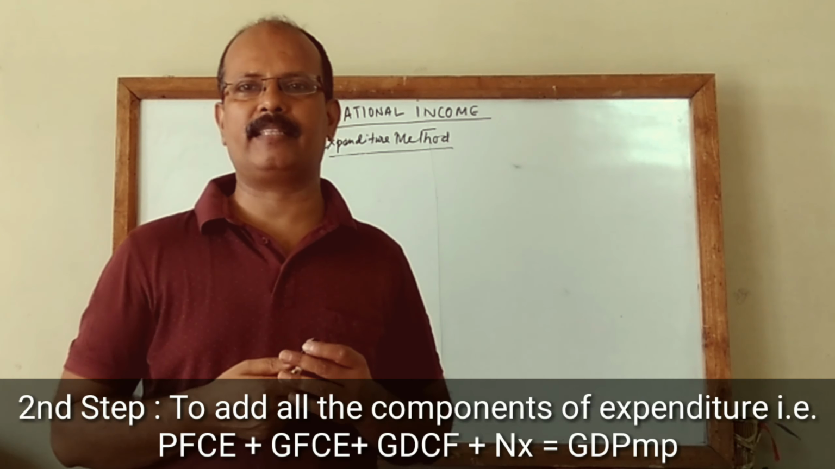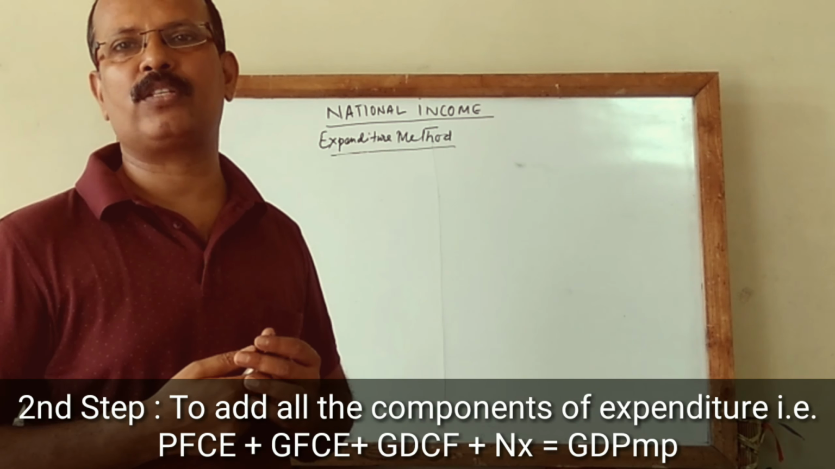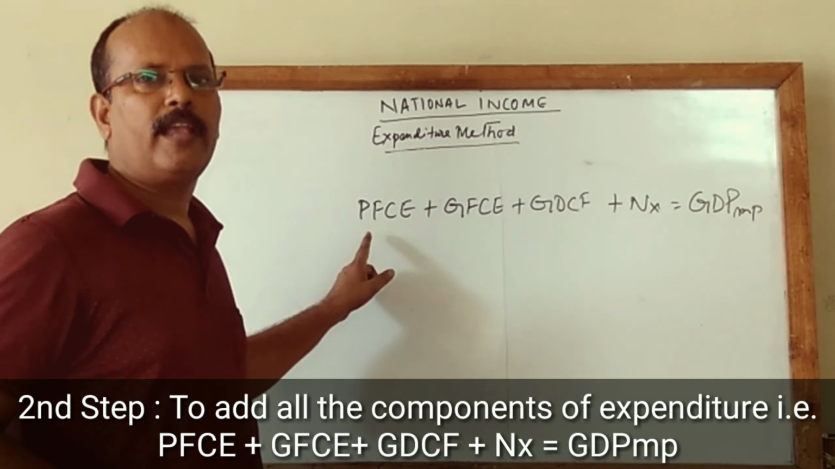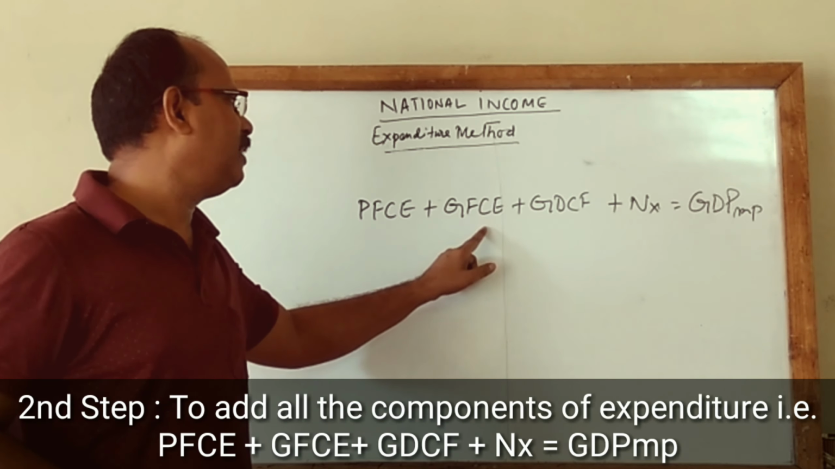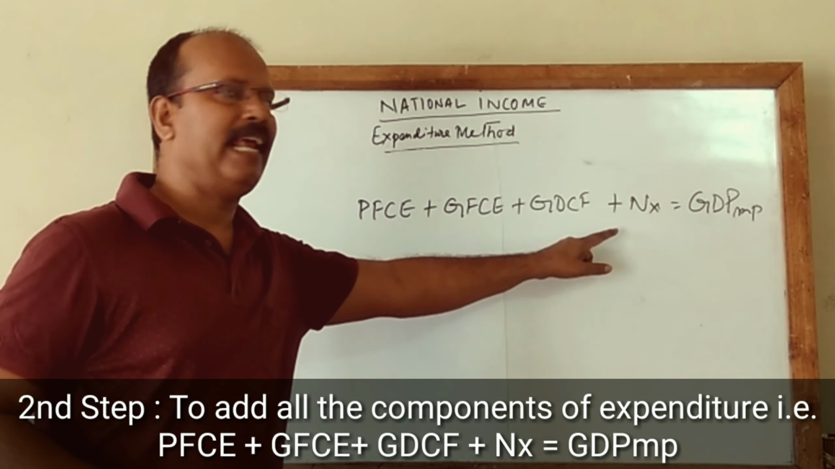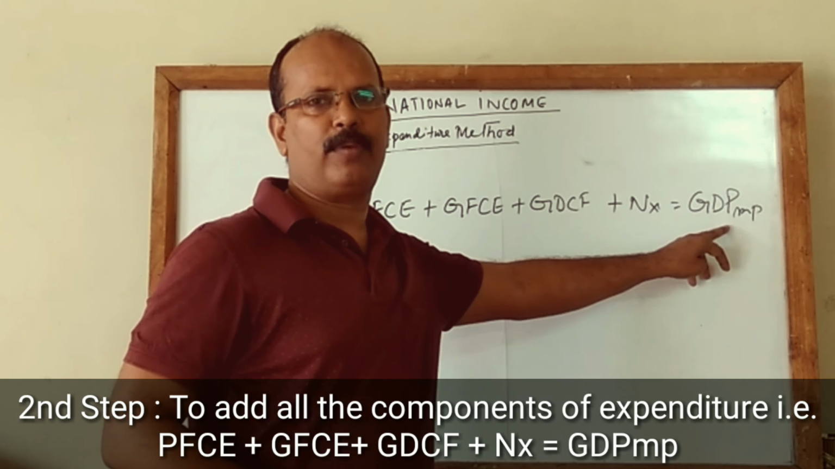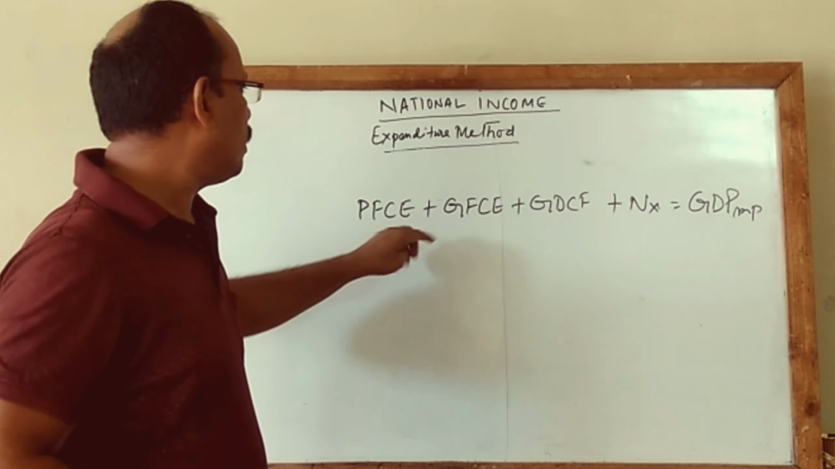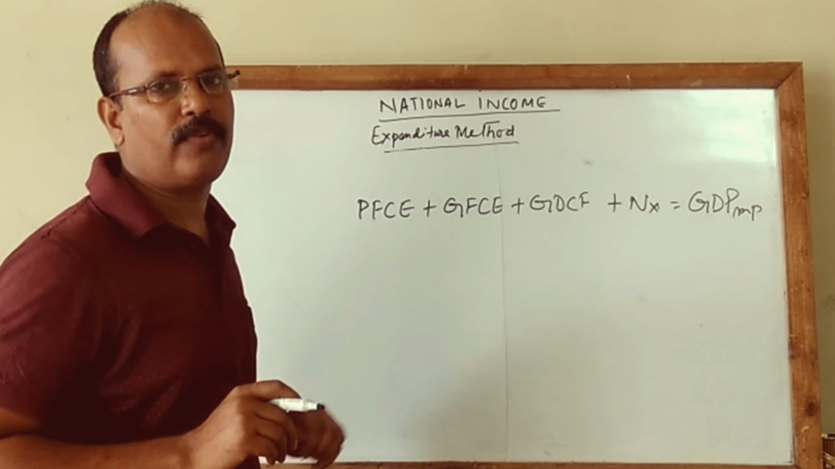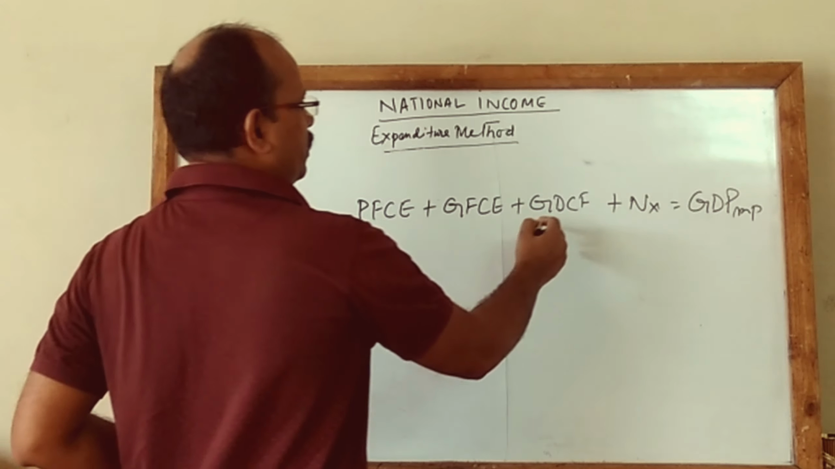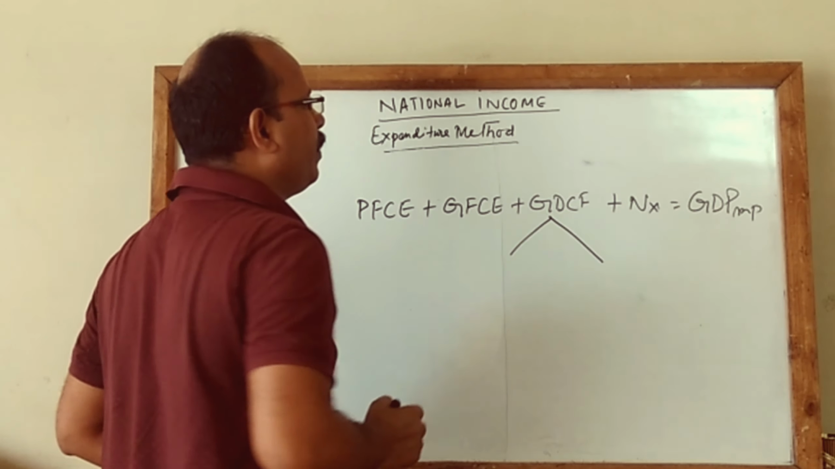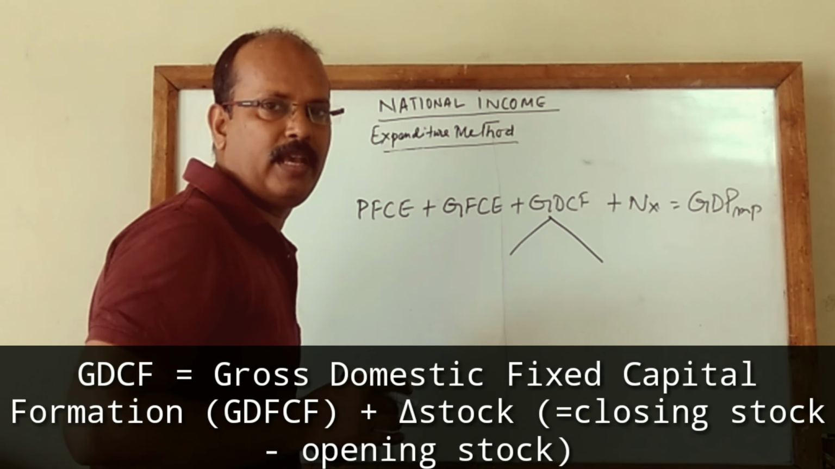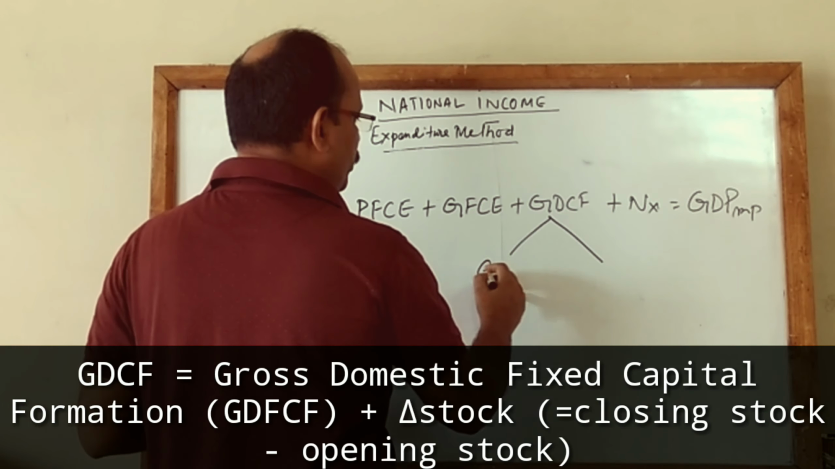The second step is to add the components of expenditure to derive GDP MP. That means if we add PFCE plus GFCE, then GDCF and NX, we will get GDP MP, that means gross domestic product at market price. PFCE and GFCE, you will not face any problem. The problem that we will face is in GDCF, gross domestic capital formation. So what kind of problem will you face? It may be GDFCF.